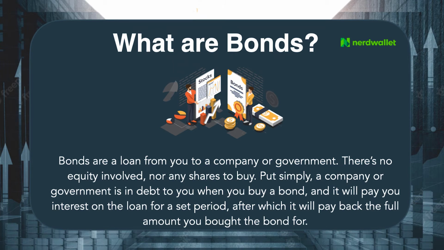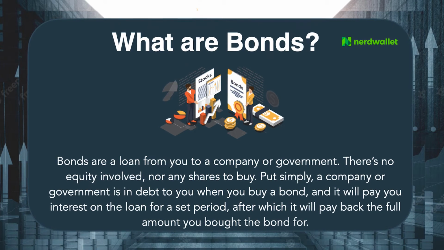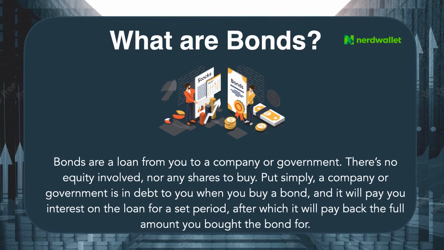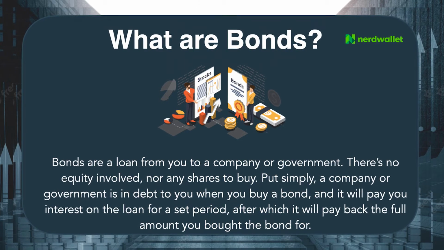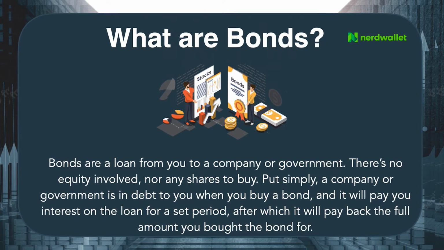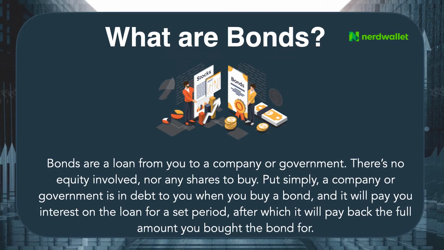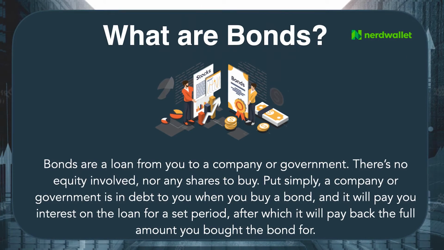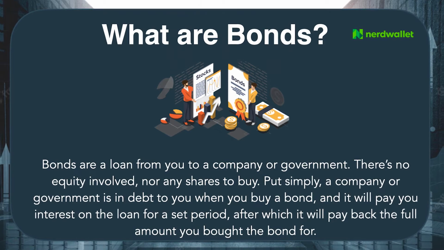So let's get into what a bond is, and NerdWallet gives us the definition. Bonds are a loan from you to a company or government. There's no equity involved, nor any shares to buy. Put simply, a company or government is in debt to you when you buy a bond, and it will pay you interest on the loan for a set period, after which it will pay you back the full amount you bought the bond for.